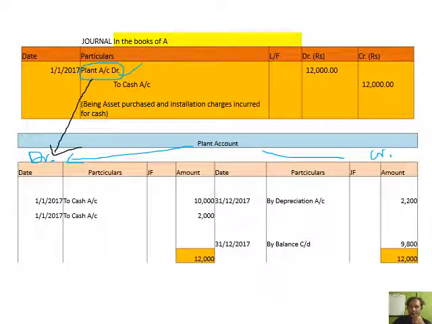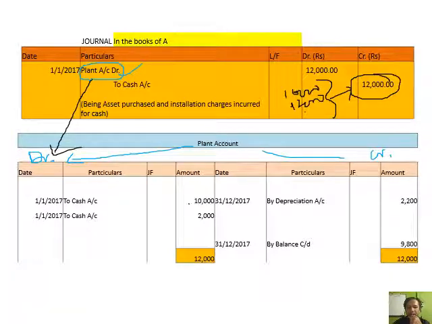So to cash account, 10,000 and 2,000. This particular figure includes both 10,000 as well as 2,000, and these are totally separate items. That's why when we pass the journal entry in a ledger, we will separate it. So to cash account, this is for the cost of the machine, and to cash account, this is for the installation. Finally, this is installation charges or installation fees, whatever we generally call it. So that comes to 12,000.